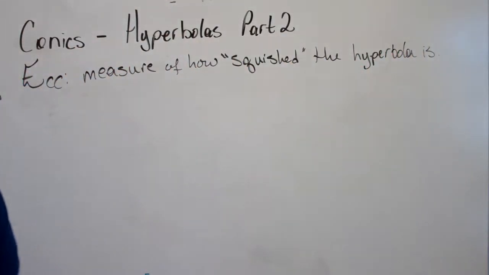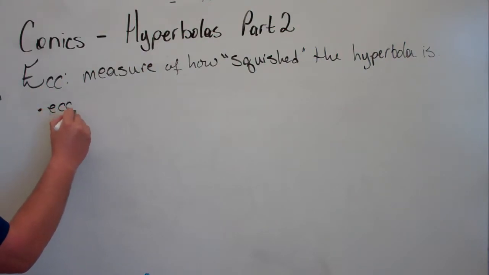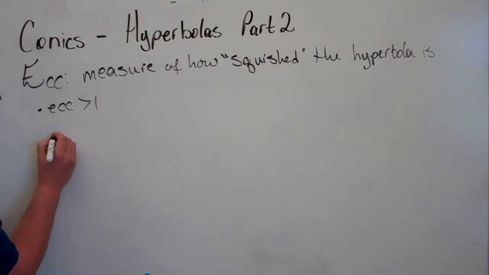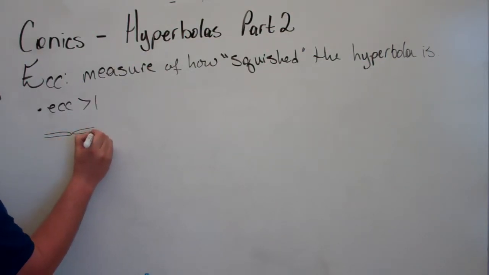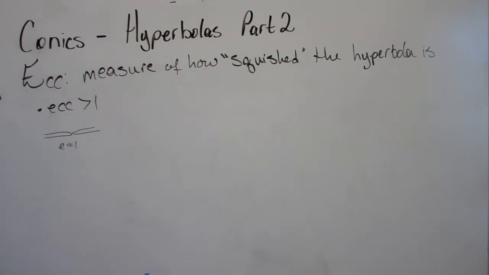Okay, it's the measure of how squished it is. And remember, your eccentricity will always be greater than 1. So when you get close to 1, it's going to be really, really squished. So here your eccentricity is about 1.